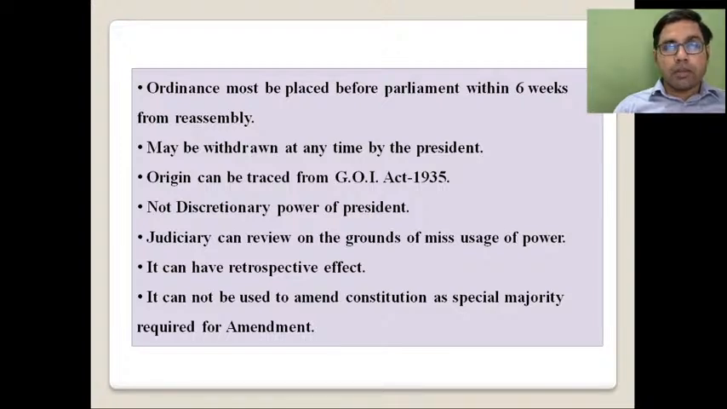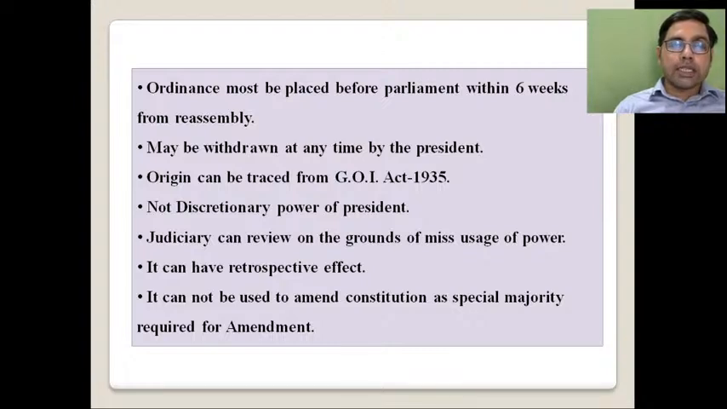अगर both the houses of parliament में 6 वीक के अंदर ये रखा गया और अप्रूव हो गया, now it will become a regular law. बट अगर ये अप्रूव नहीं हुआ, then ordinance will lapse. What if एग्जीक्यूटिव ने इसे पार्लियामेंट के फ्लोर पर रखा ही नहीं और इस पूरे प्रोसेस में 6 वीक का टाइम भी पास हो गया, then legally that ordinance stands lapsed. But all those actions that have been already initiated and completed in the name of such lapsed ordinance, they will remain valid.